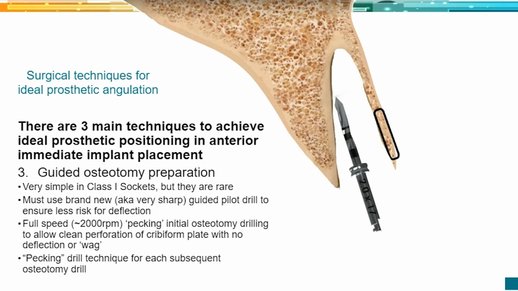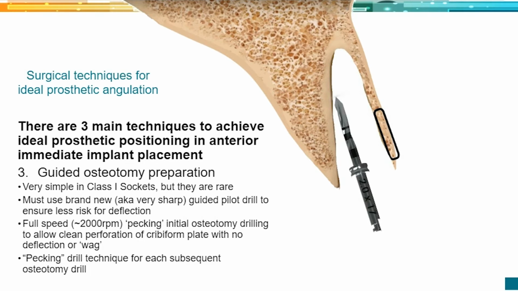A class 1 socket is one in which the tooth is in the middle of the alveolus. Most teeth are not. Most teeth are similar to what you see in this graphic, where 80% of the teeth have a very facial proclination and the buccal plate's very thin and the root kind of swings up towards the buccal. But if you do have a class 1 socket, great.